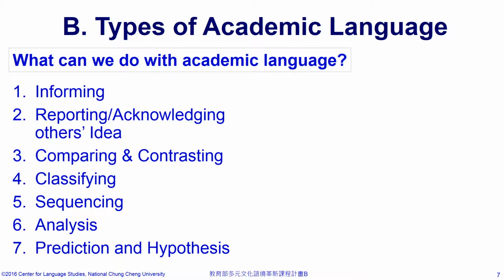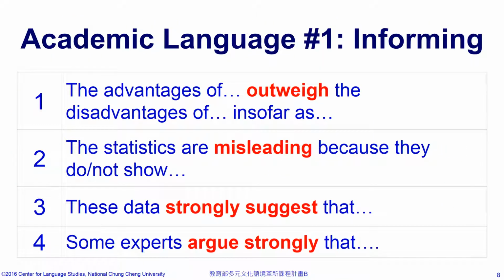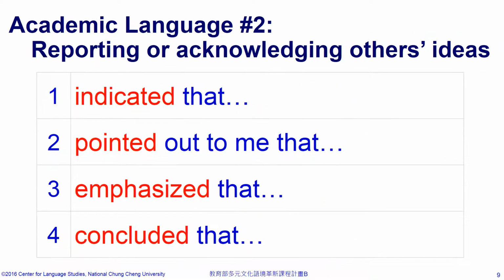Here we will introduce 14 types of academic language, from informing to evaluating. To inform, we need to use keywords like outweigh, misleading, suggest, and argue to highlight the information. Here, words like indicate, point, and emphasize are keywords we can use to report to acknowledge others' ideas.